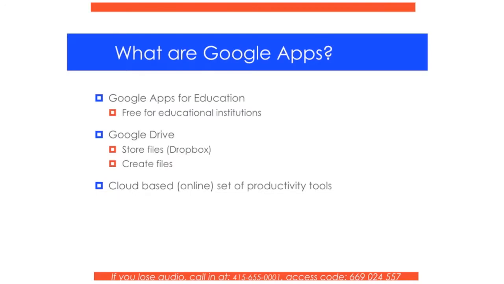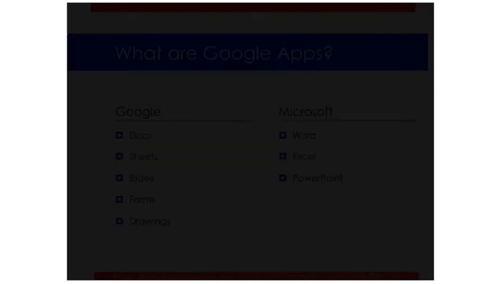So first, Google provides Google Apps free to school districts. That's tough to beat. The main service of Google Apps is Google Drive, and Google Drive has a couple different purposes. It can be used to store files like you would with a Dropbox service or a USB stick or a portable hard drive. So you can store any type of file in Google Drive, and you can also use Google Drive to create files as well. Google Drive is cloud-based, so all of this is done online in the cloud. So your files can be accessed from anywhere you can get an internet connection.